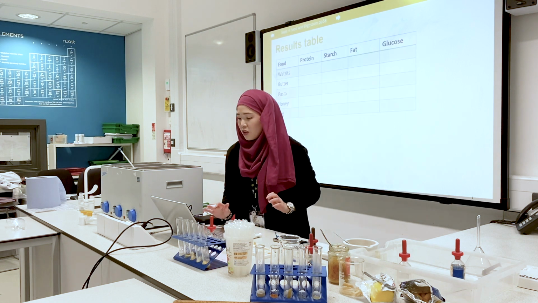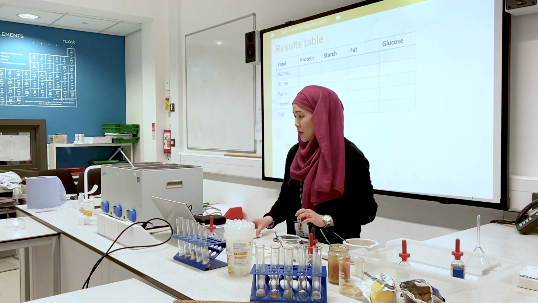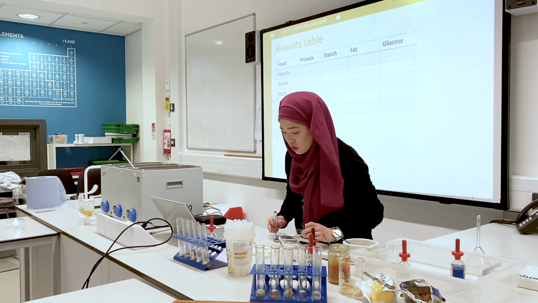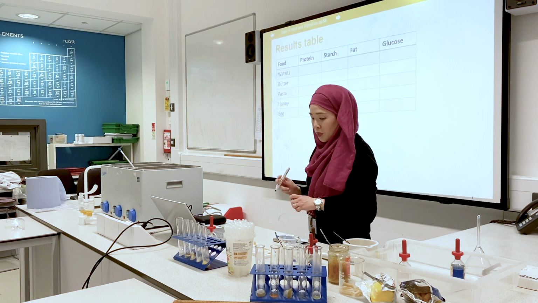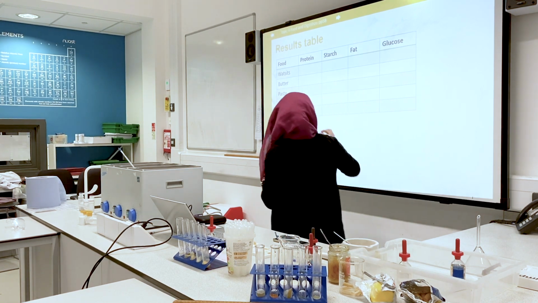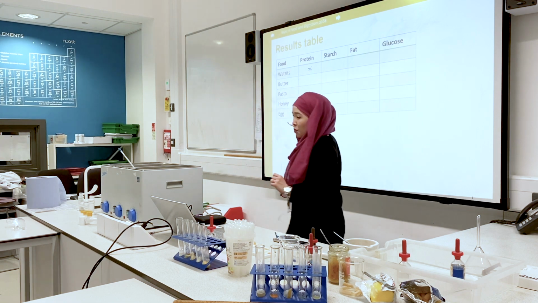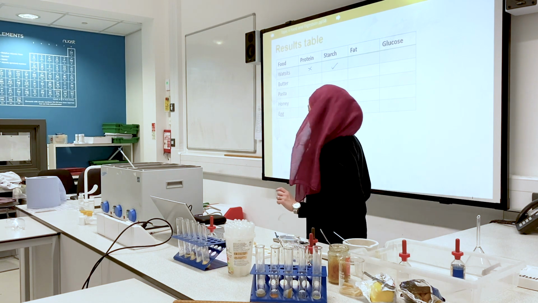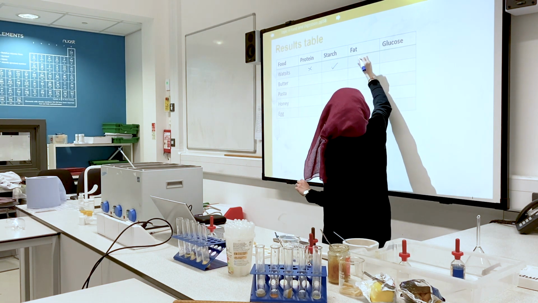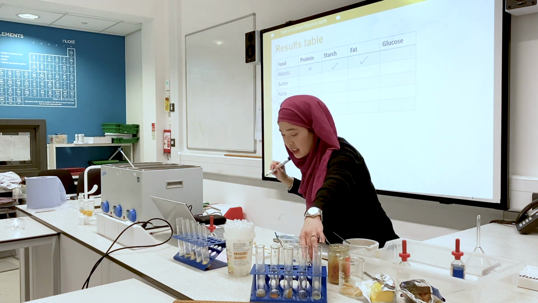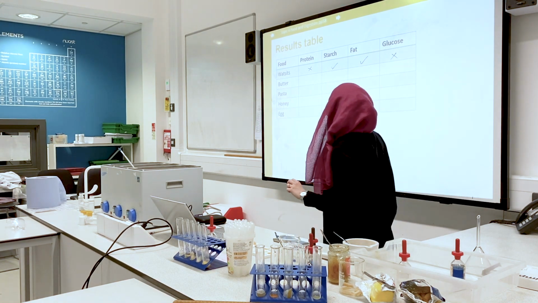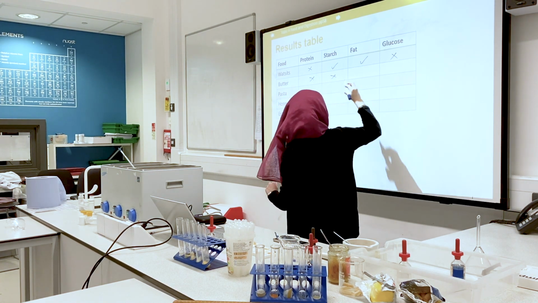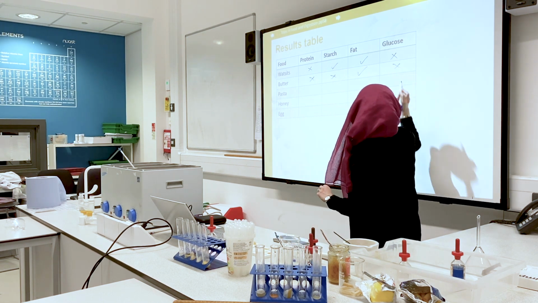Okay, so let's fill out our results table. For Wotsits, we did not get a positive for protein. We did get a positive, it changed to blue-black, for testing for starch and testing for fat. We did not get a positive result for testing for glucose. For butter, we did not get a positive for protein or starch. We did get a positive for fat, not glucose.